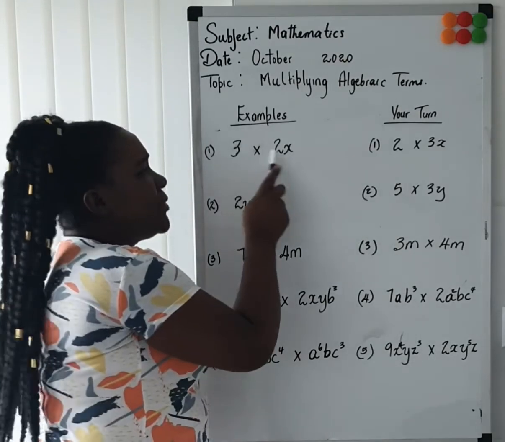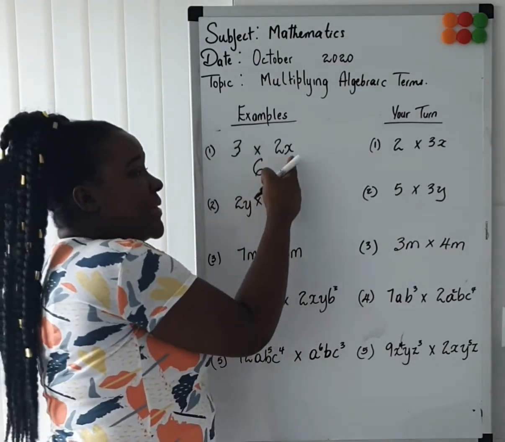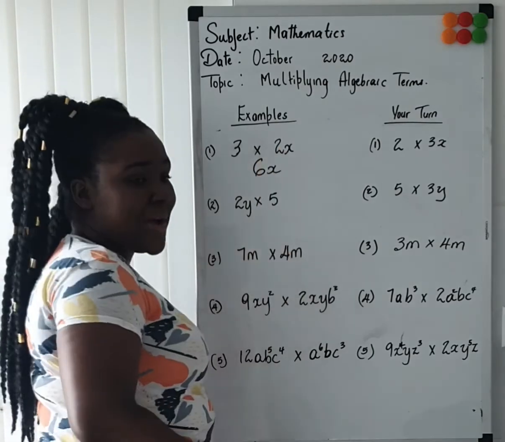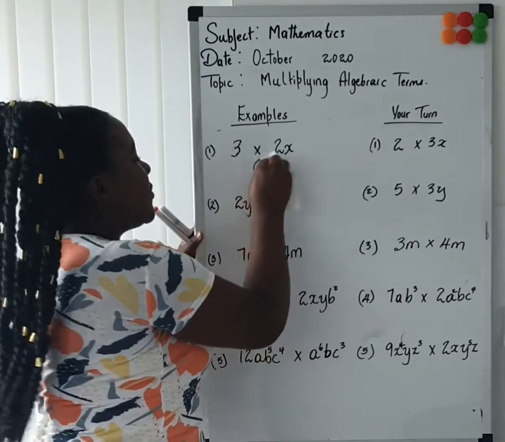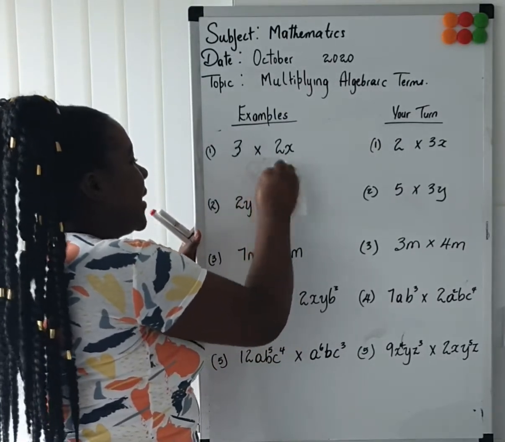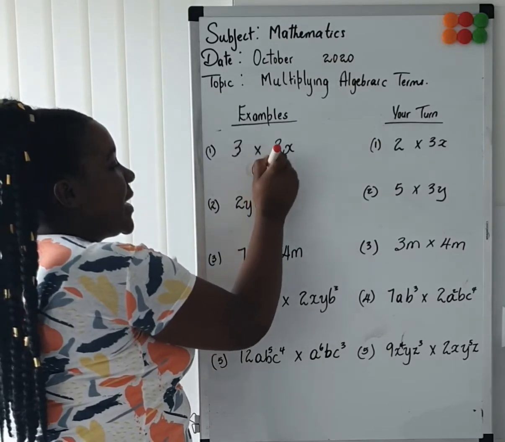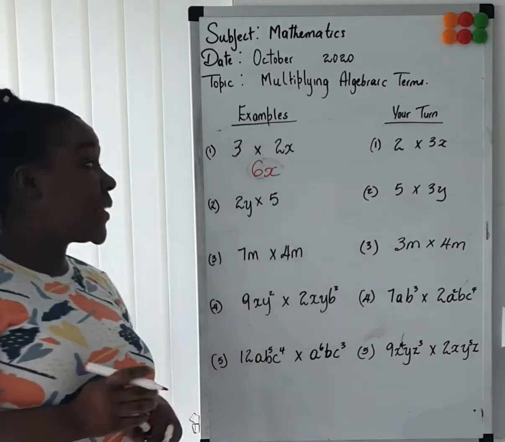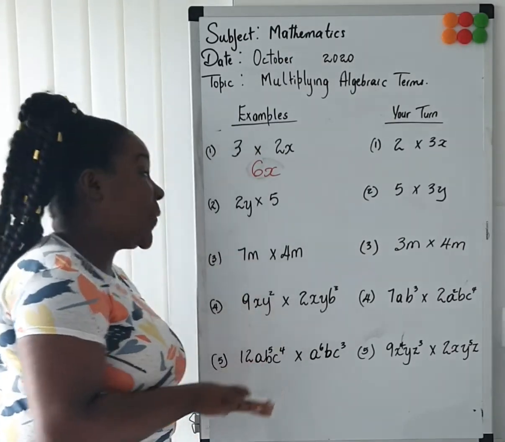So I say 3 times 2, and that is 6, and this x just goes there, so I have 6x. Let me write with a red pen instead. So 3 times 2 is 6, and that is 6x. That's the first one. Let's go with the second one now.